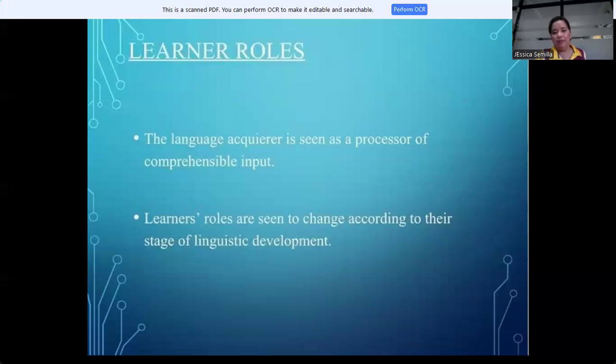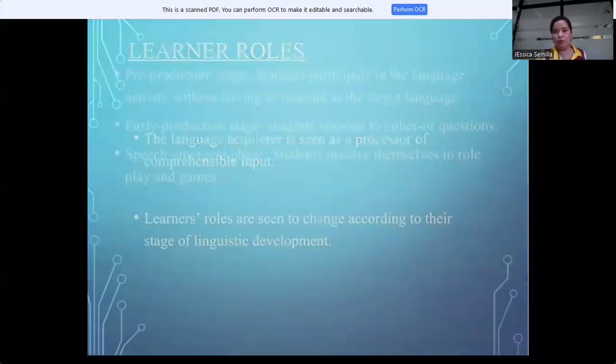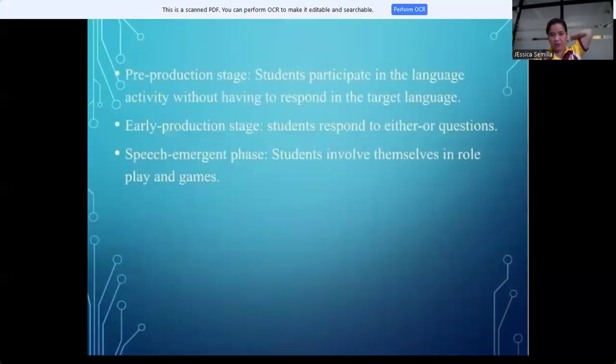Moving on to the grade 11. The activities vary depending on the level of the students in terms of the rules that they have learned already. In the pre-production stage, students participate in the language activity without having to respond in the target language, because here they only answer based on the given question. At the early production stage, students respond to either-or questions. And then in the speech emergent phase, students involve themselves in role play and games.